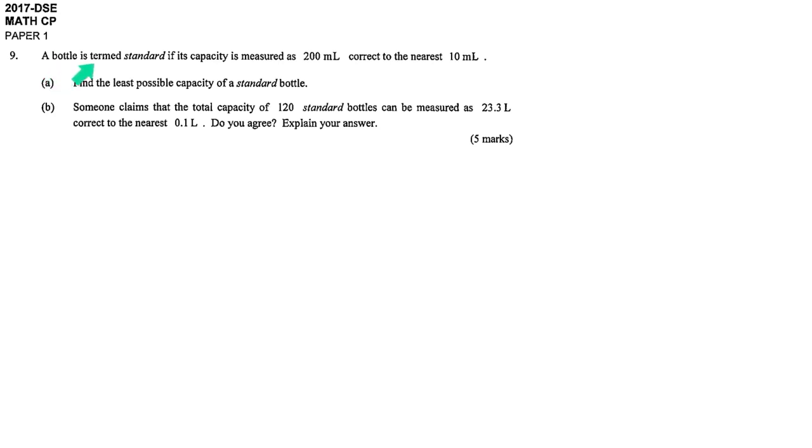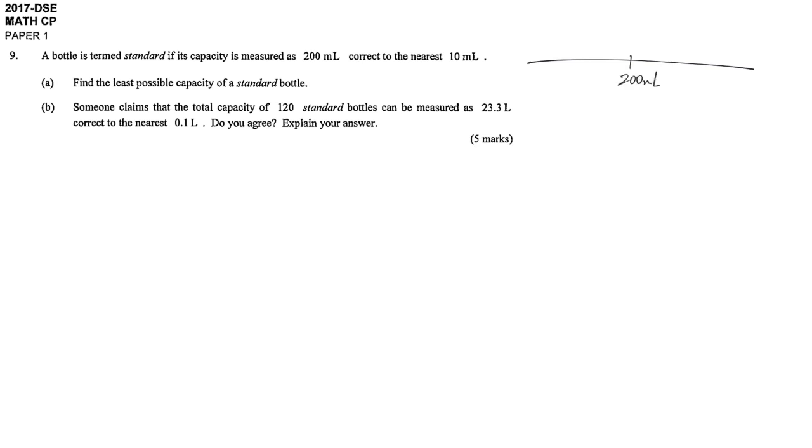A bottle is termed, that means considered, as standard if its capacity is mentioned as 200 ml. And then the key point is here: correct to nearest 10 ml. That means this is not the actual value, but the estimated result. So again, we consider this a rule. And then our measurable value is 200.